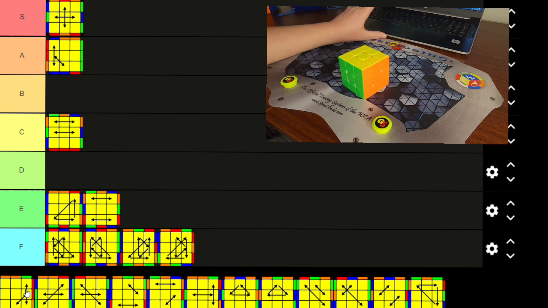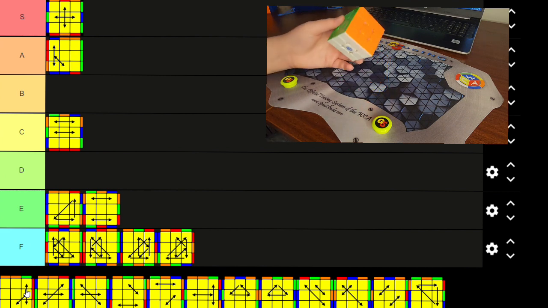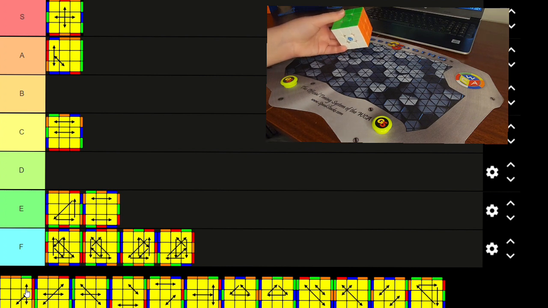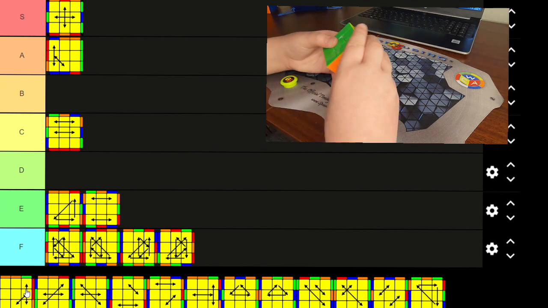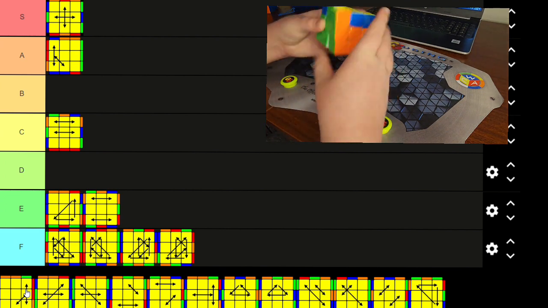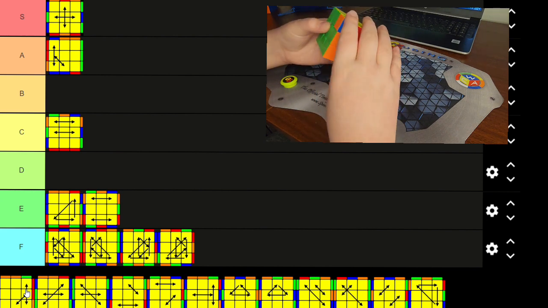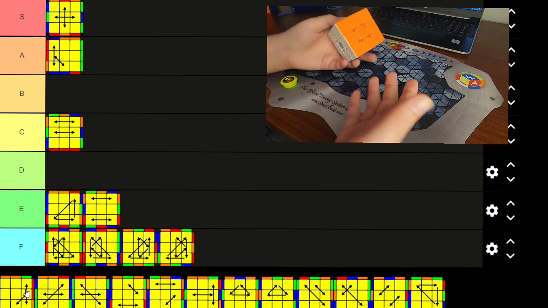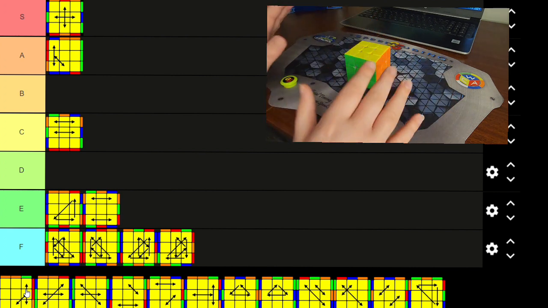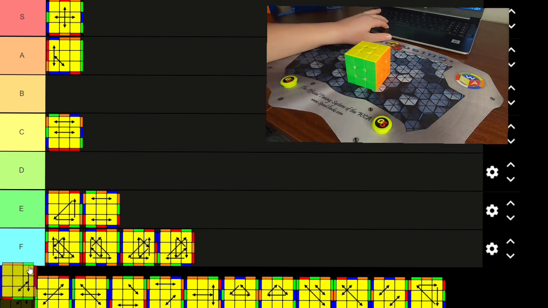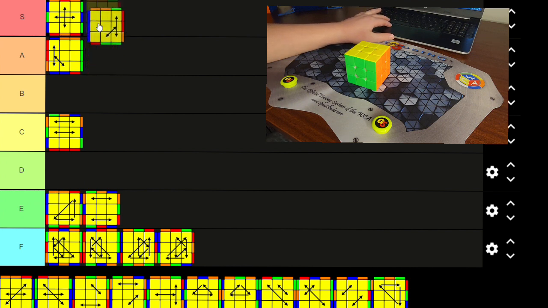Okay, on to the next perm. How much is there to say about this? I kind of group this and T perm into the same category because they are just the easiest algorithms to do, overall. Like, this is one, and this is a T perm. They're just so quick and easy. I just love them. So this one is obviously one of the best, so it gets S tier.